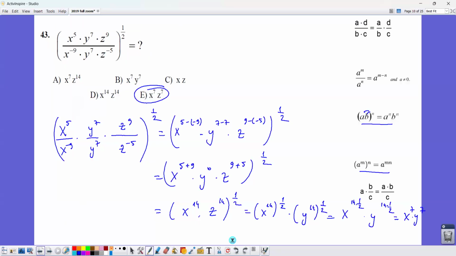Is it B because we got X and Y? Oh, yes. So no, it's E, but I have written, oh, mistake. It's Z. I have written Y. Sorry. Thank you. It's Z here, because look here, we have Z. So again, the result is E. Okay, thank you.